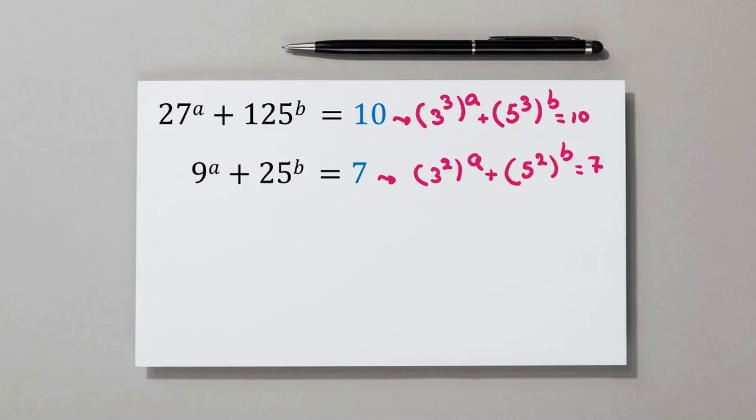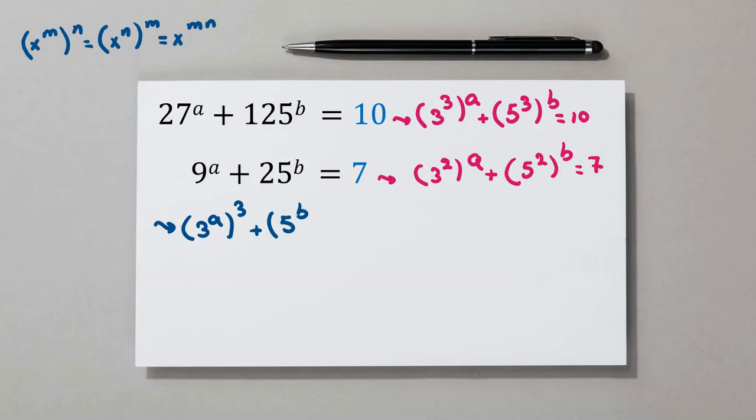Okay, now we use the famous power rule. Let me write it here, x to the m, n. You can switch m and n because x to the n to the m equals x to the m n. Now we switch 3 and a, 3 and b. So let's rewrite that. It will be 3 to the a, cubed, plus 5 to the b, cubed, equals 10. For the next one, we also switch 2 and a, and 2 and b. So it will be 3 to the a squared plus 5 to the b squared equals 7.